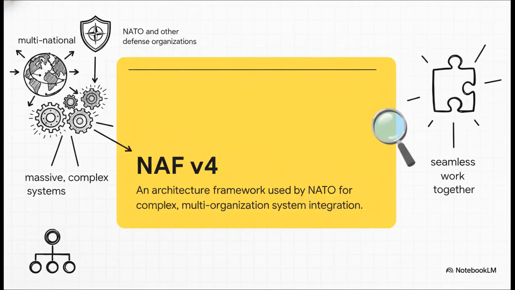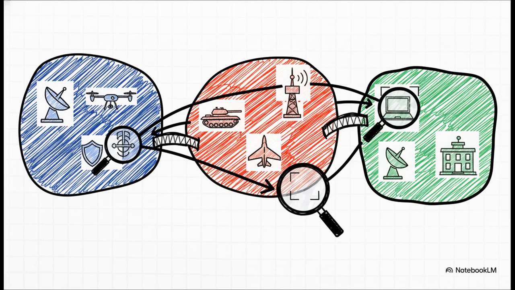Our third contender is a bit of a special case. This is NAF version 4, the Multinational Coordinator. This framework was built for some serious, next-level complexity. It's used by organizations like NATO to get massive, incredibly complex systems from different organizations, even different countries, to all play nicely together. If you remember one word for NAF, it's interoperability.